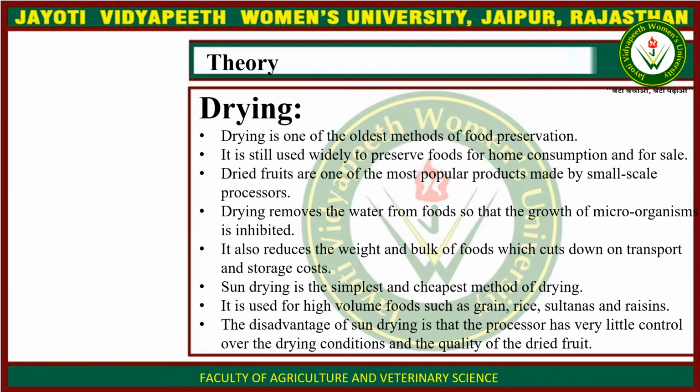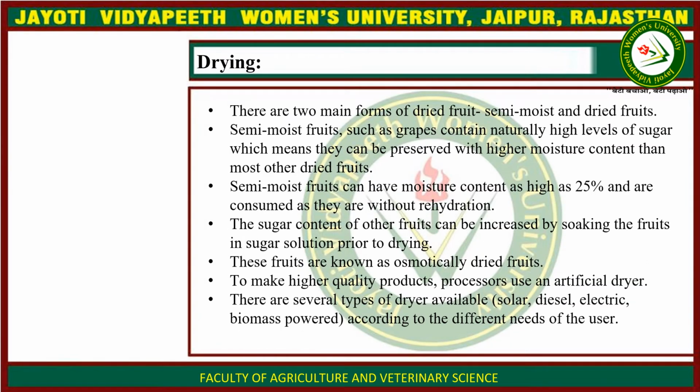Sun drying is the simplest and cheapest method of drying, and it is used for high volume foods such as grain, rice, sultanas and raisins. The disadvantage of sun drying is that the processor has very little control over the drying conditions and the quality of the dried fruit. Then there are two main forms of dried fruit, semi-moist and dried fruits.